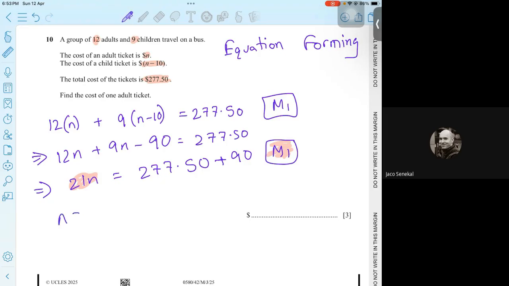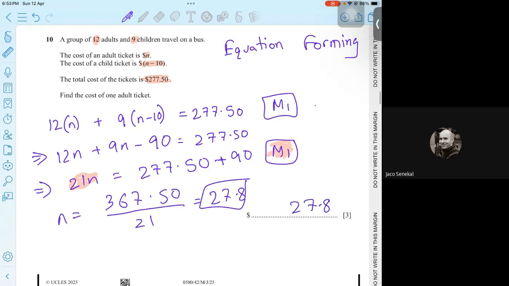Lastly, for solving this math, so that's 277, let's just write this as 367. So 367.50 over 21. Just for writing this, I get, or the answer that I get, which I believe is 27.8. Please check and let me know if this is wrong. So for writing this, I get a third mark. Okay. So just for my workouts, I get 2 marks. And for the answer, I get a third mark.